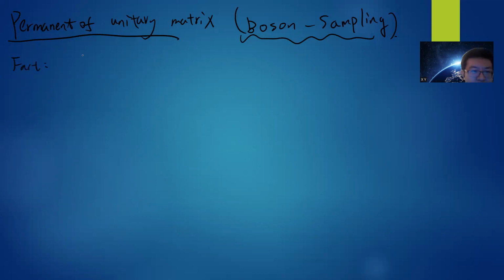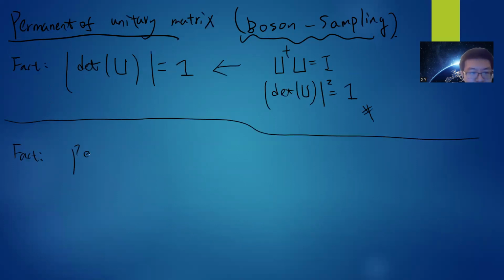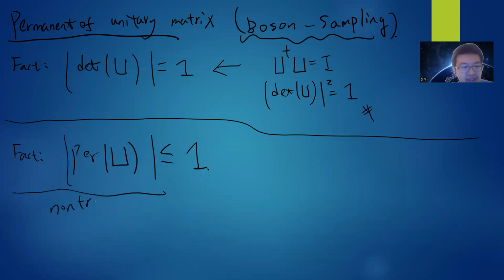We know that, given determinants, if I want to compute the determinant of a unitary matrix, which has absolute value 1, it's trivial. Because we know that u dagger times u is 1, so the determinant of u squared is basically 1. And the fact, which is not obvious, is that the permanent of a unitary matrix is bounded by 1. So this is non-trivial.